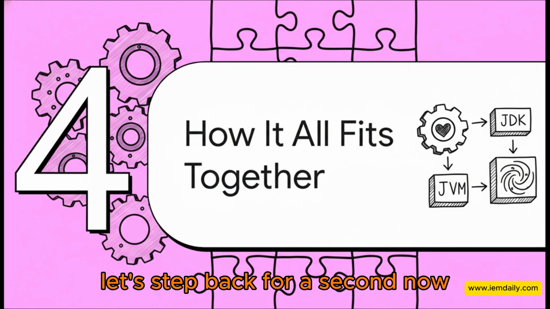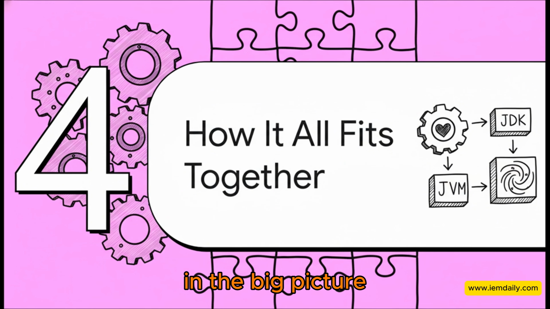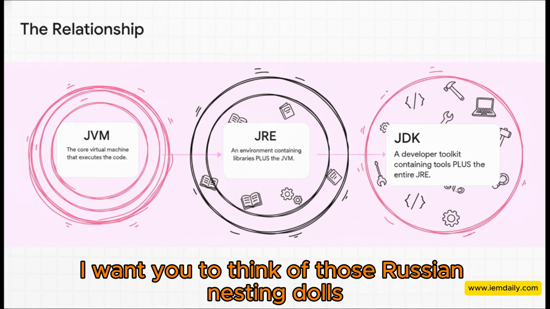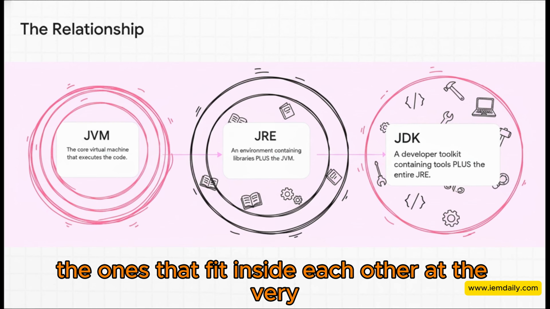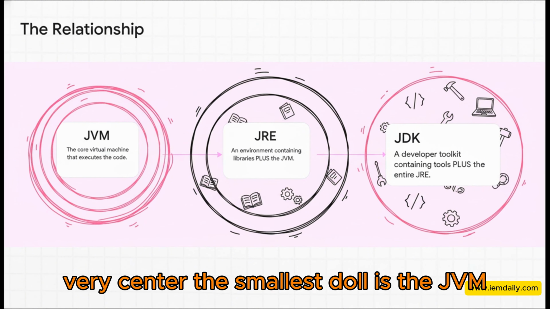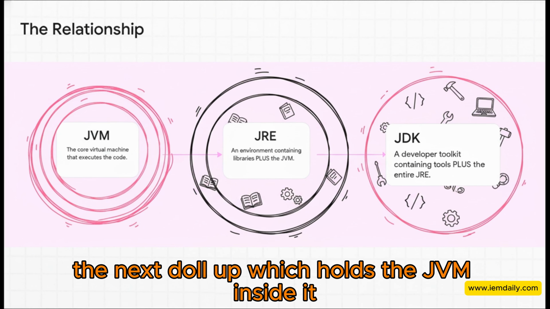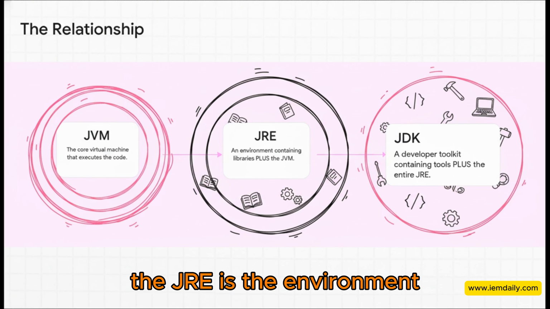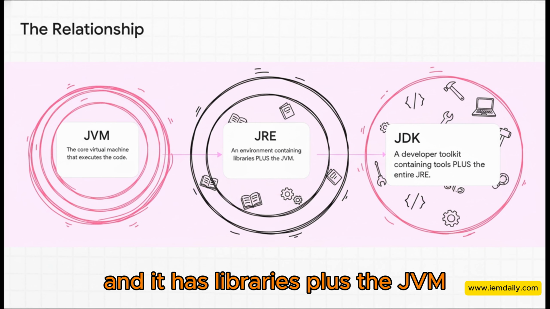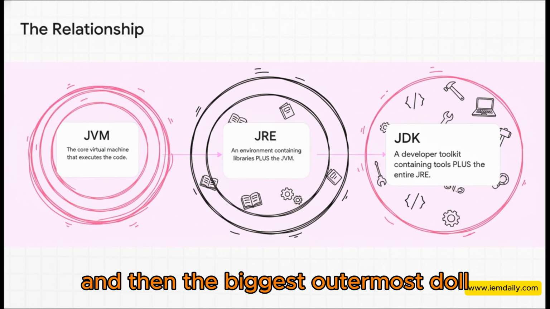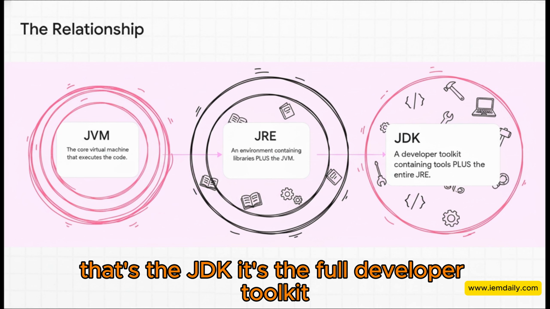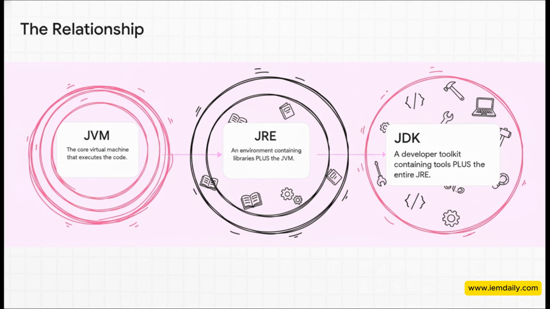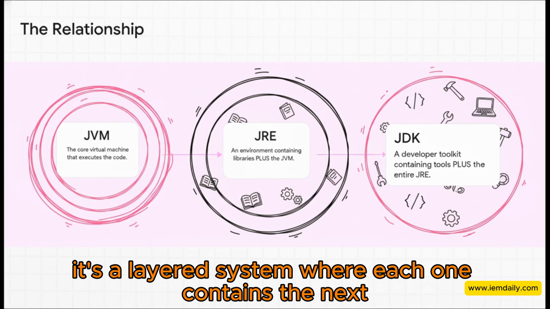All right, we've looked at all the individual parts. Let's step back for a second now and see how it all fits together in the big picture. This is probably the best way to visualize it. I want you to think of those Russian nesting dolls. You know, the ones that fit inside each other? At the very, very center, the smallest doll is the JVM. That's the core engine. The next doll up, which holds the JVM inside it, is the JRE. The JRE is the environment, and it has libraries plus the JVM. And then the biggest outermost doll, that's the JDK. It's the full developer toolkit, and it contains all of its own tools, plus the entire JRE. See, it's a layered system, where each one contains the next.